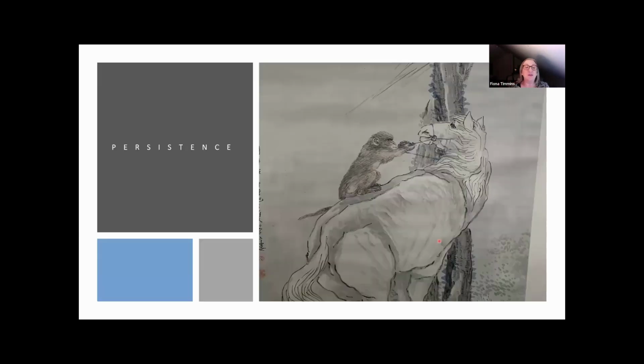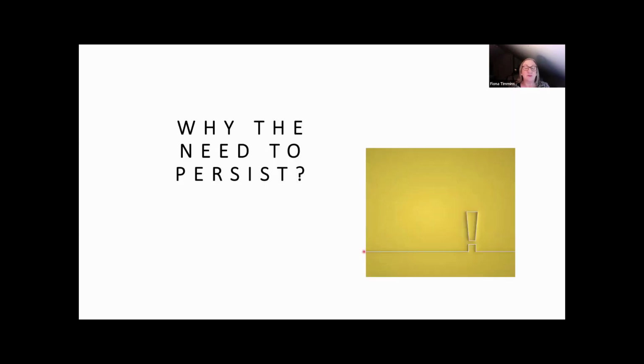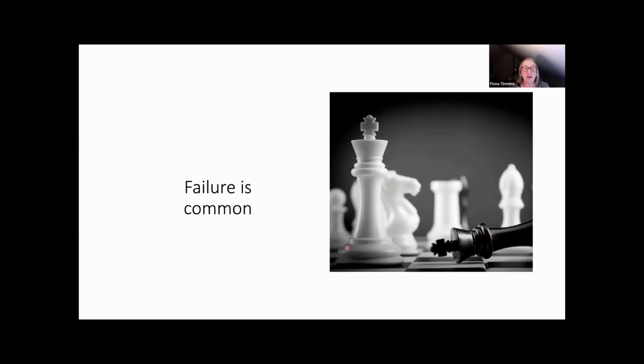And then did you achieve the aims of the study? Persistence, very important. Why? Because failure is common. There is a very high rejection rate. It can be challenging for us as humans to have the rejection.